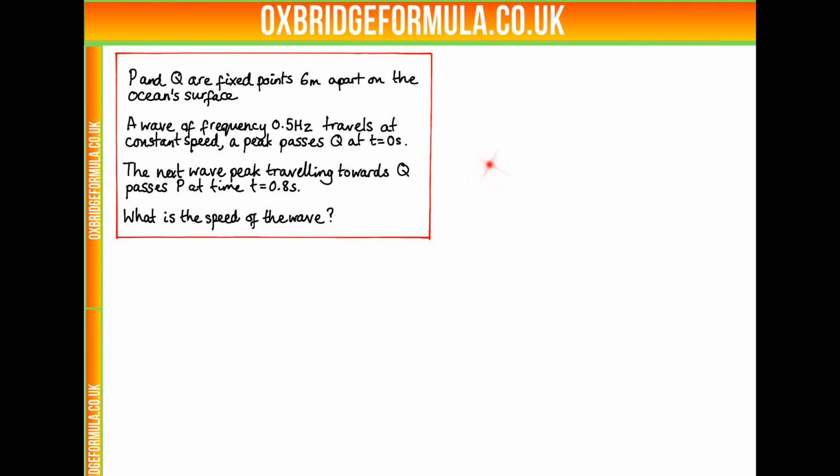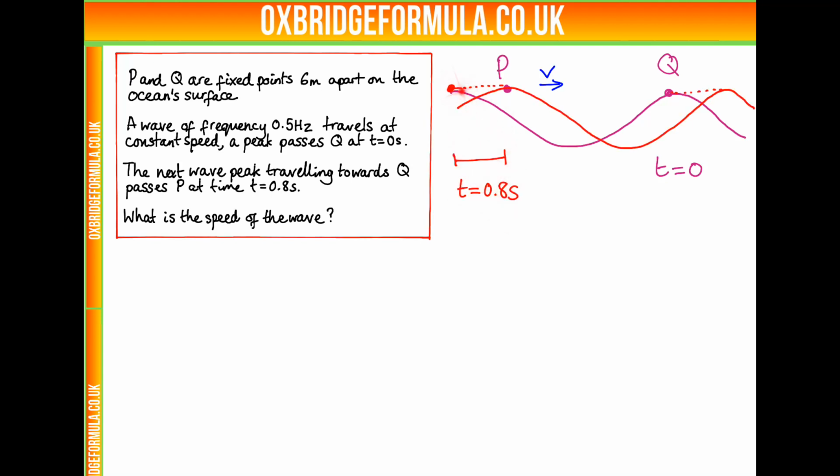So it'd be good to draw the setup of what is happening here. At t equals 0 seconds we have this wave, and then we have another peak which has not yet even reached P. So at t equals 0.8 seconds it will have moved so that it has reached P, wherever it may have been beforehand. So how is any of this information useful in calculating the speed of the wave?